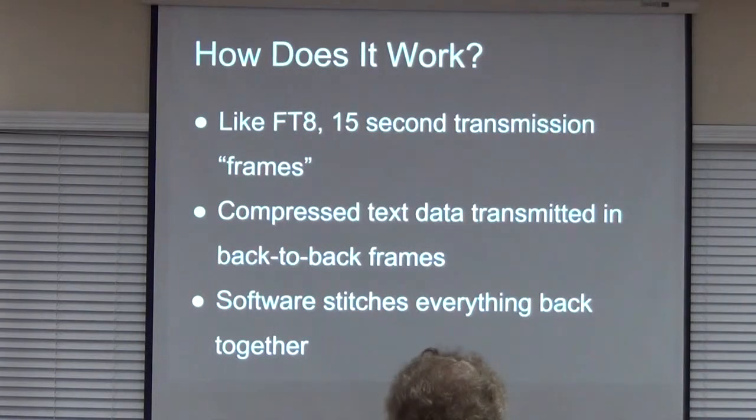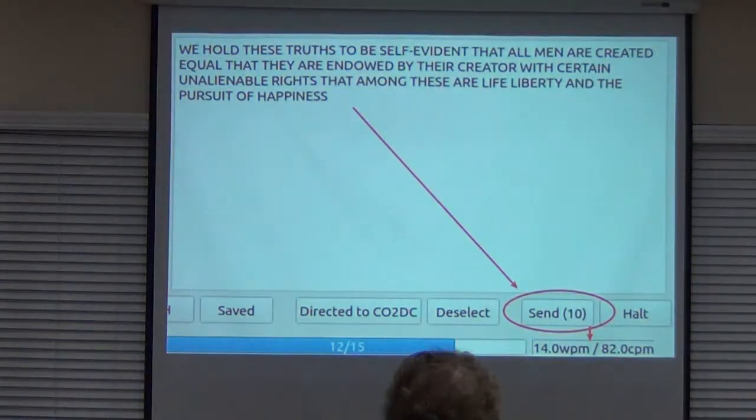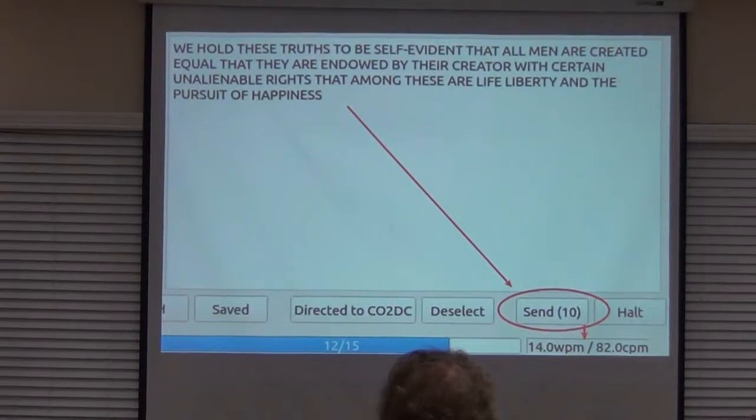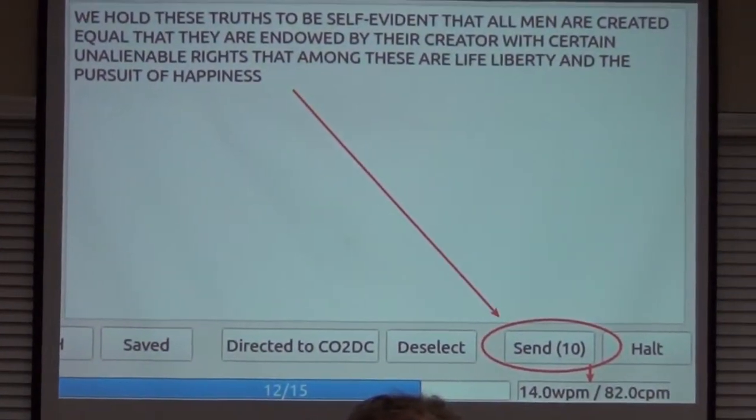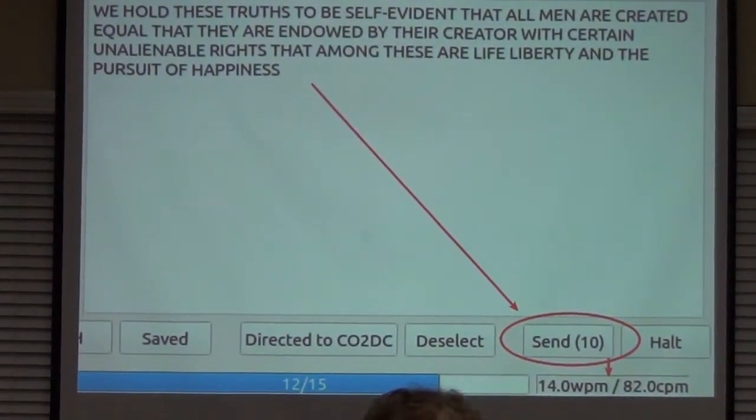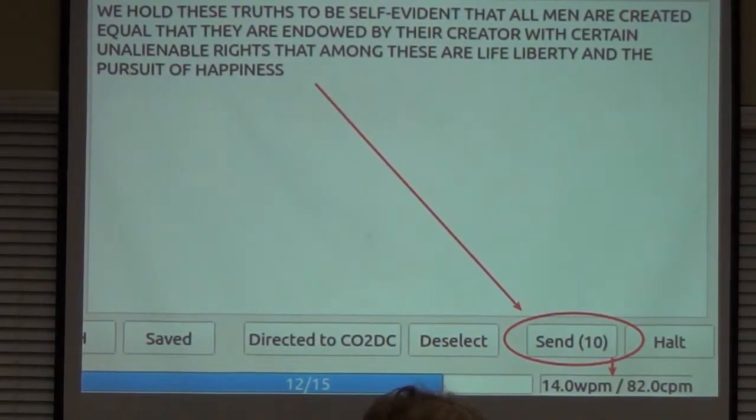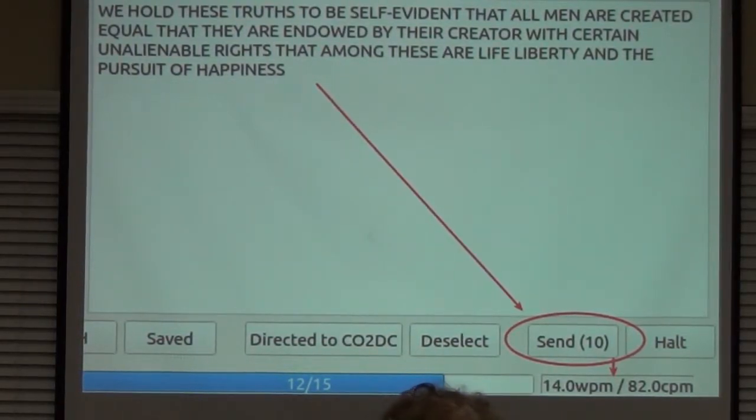So what JS8 does is it takes that and compresses a bunch of text into the frame and transmits it back to back. And then the software stitches it all together. So here's an example. You might have recognized the actual text, but it's splitting it up into 10 frames. So it's going to take 150 seconds to transmit, and it's going to do that back to back to back. It might be a little slow, 10 frames to transmit a paragraph of text, but we're transmitting at about 14 words per minute. That's down there at the bottom.